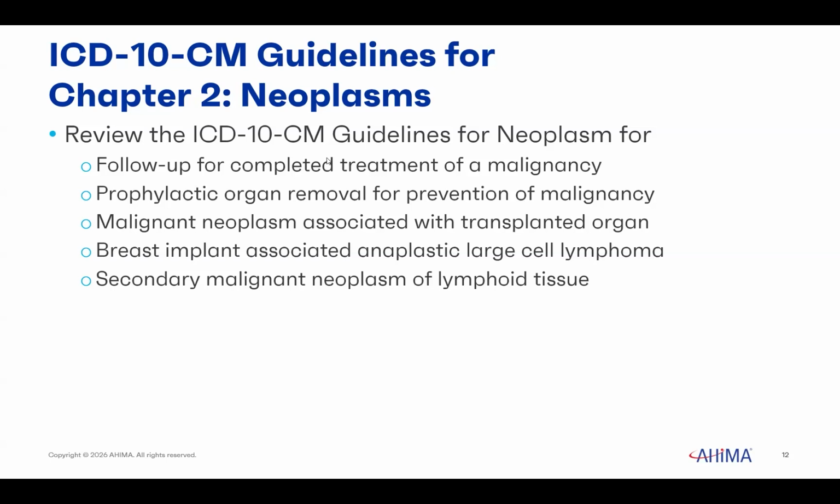More guidelines on neoplasms. Notice some of these. It gets into a very fine level of detail, and these are the types of things that sometimes get updated yearly. Follow-up for completed treatment of malignancy. Prophylactic organ removal for prevention of malignancy. Malignant neoplasm associated with a transplanted organ. Breast implant associated with anaplastic large cell lymphoma. And then secondary malignant neoplasm of lymphoid tissue.